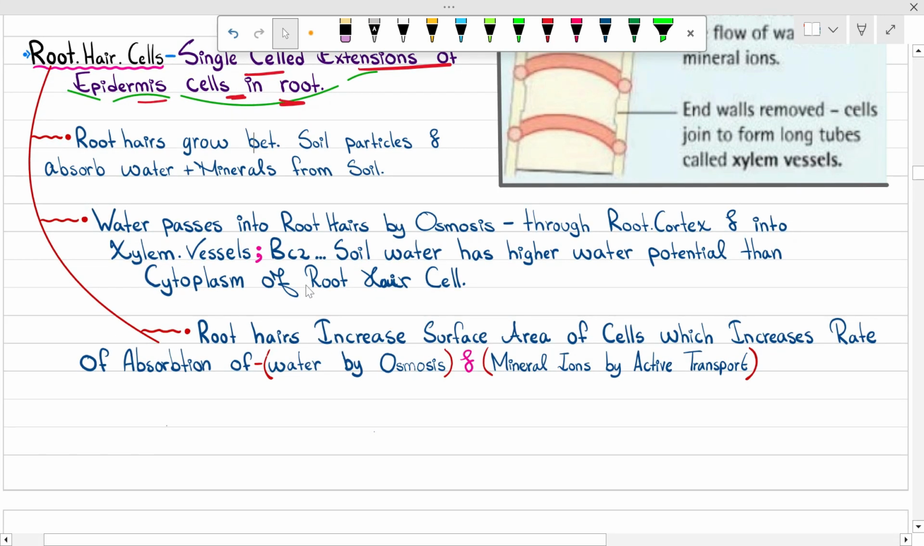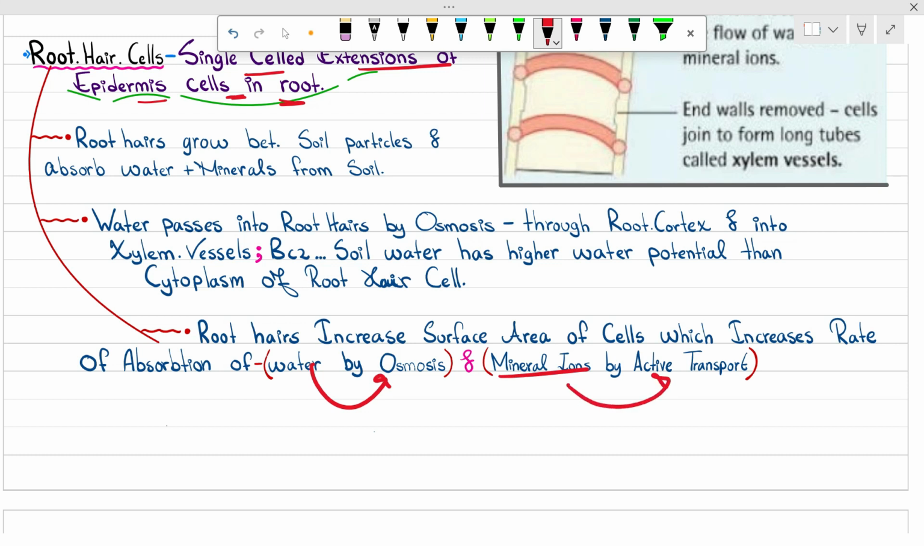Root hair cells increase the surface area of cells, which increases the rate of absorption of water by osmosis and mineral ions by active transport. So root hair cells perform both osmosis and active transport, while xylem only performs osmosis to move and transport water.